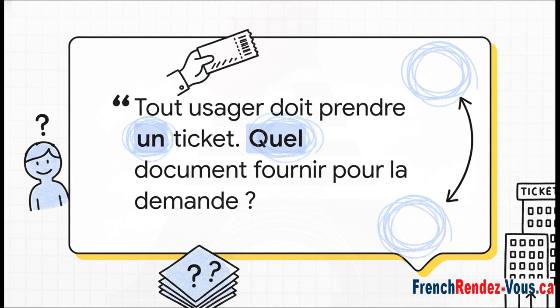After that, quel document? Which document? That's an interrogative asking for specifics. And finally, au premier étage, on the first floor. That's a numeral. These little words are absolutely everywhere, and they provide essential precision.